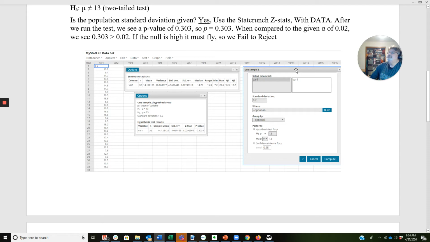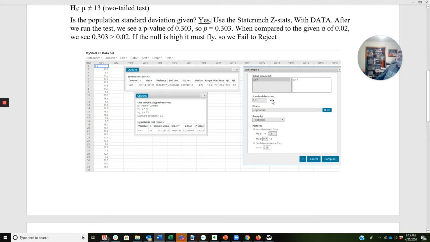We said it was a one sample Z. My data is in variable 1 in this column, so I select the column. Now here's what throws everybody off. You're given the population standard deviation. Remember, this standard deviation up here is the sample. We don't want the sample, we want the population, because we're making an inference to the population. So we have to enter the 6.2 here where it asks for the standard deviation.